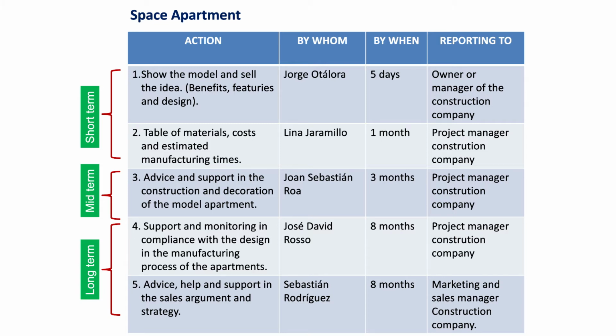So, first of all, we have the short term, and we have to show the model and sell the idea, benefit, features, and design by Jorge Otalora, and have 5 days to present to the owner or manager of the construction company. Second, of short term, table of materials, cost, and estimated manufacturing times by Lina Jaramillo, and have 1 month. The midterm, we have advice and support in the construction and decoration of the model apartment by Joan Sebastian Roa, and have 3 months to present to the project manager of the construction company.